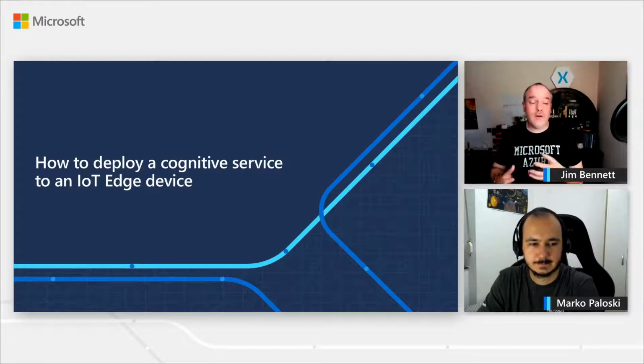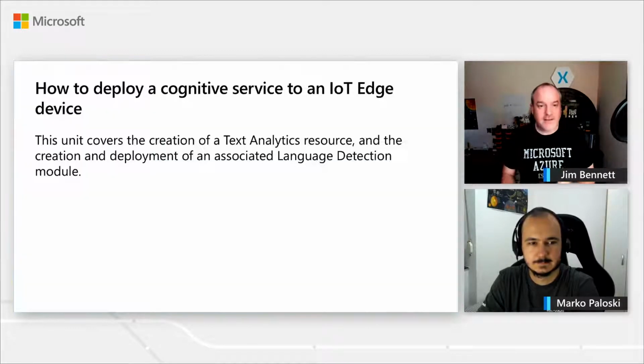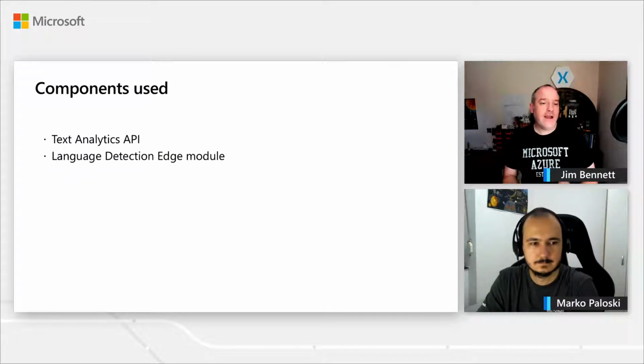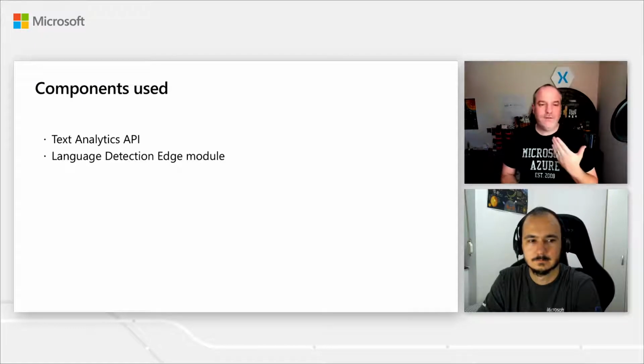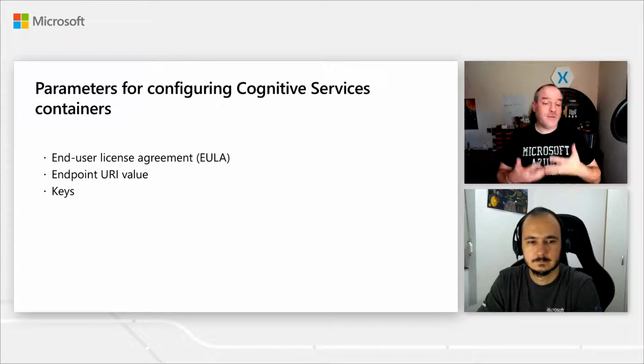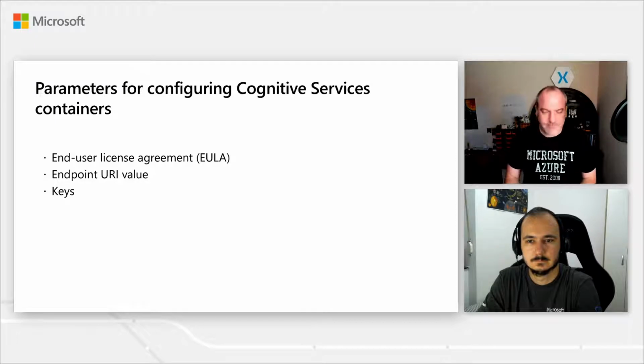Talk about how we can deploy the cognitive service to the Edge device. So this is the way we're going to create a text analytics resource and then create and deploy the language detection module to IoT Edge. So two things we have to create are the text analytics resource and then the Edge module. We need to create the resource for the billing and then create the Edge module. And when we do create the Edge module, we have to pass it some configuration information. One, a license agreement, we have to agree to it. And then we have to pass in the billing endpoint and the API key from our text analytics resource so that it knows how to do the billing appropriately.